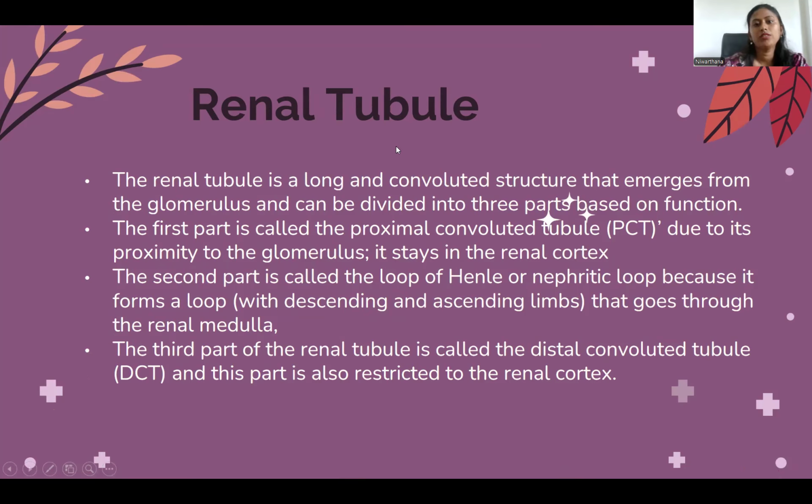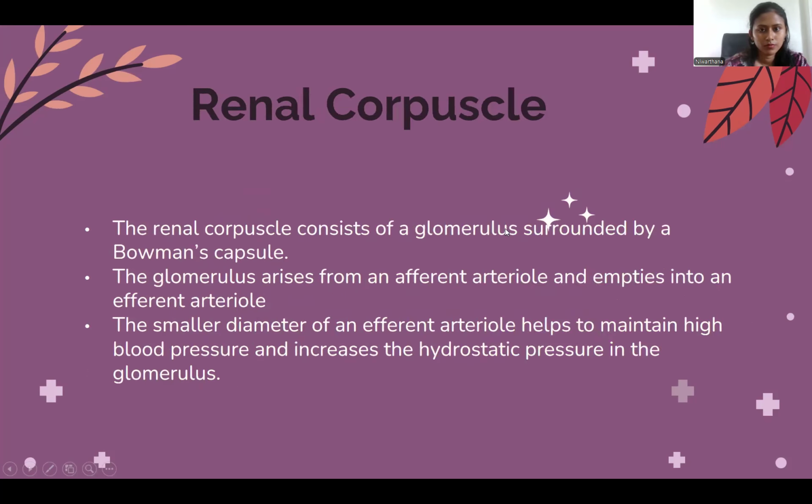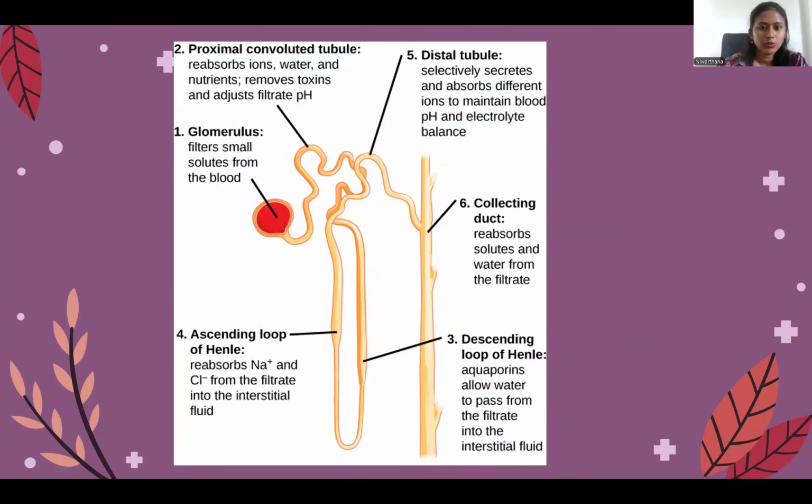Renal tubule. Now we are going to talk about the tube-like part. It is a long and convoluted structure. It emerges from the glomerulus and can be divided into three parts based on function. The proximal part, before the loop of Henle, is called the proximal convoluted tubule. This part is the loop of Henle. That's a loop. And the distant part is called the distal tubule.